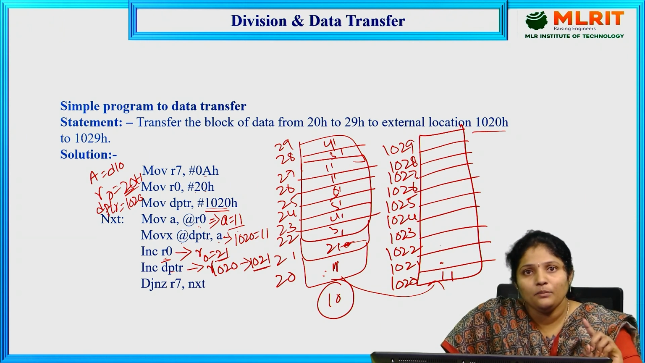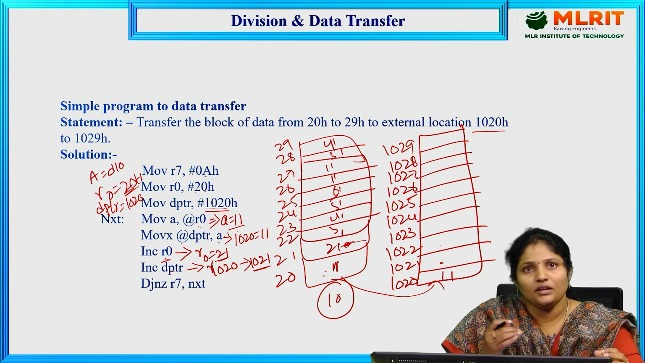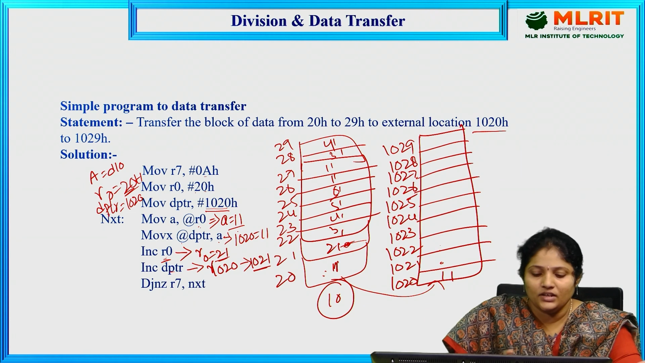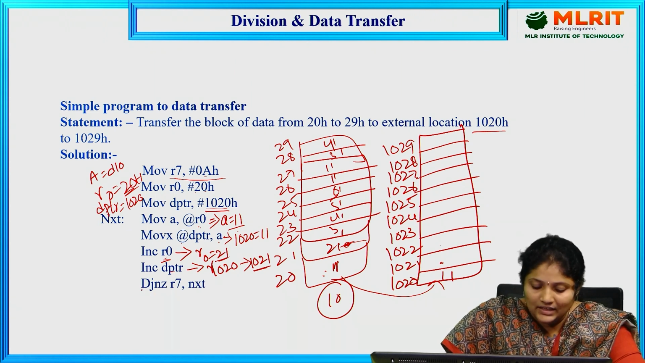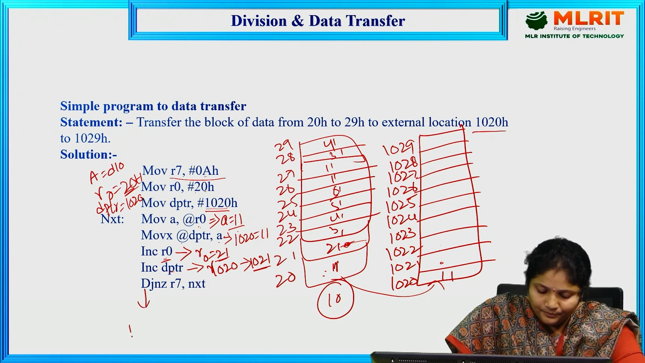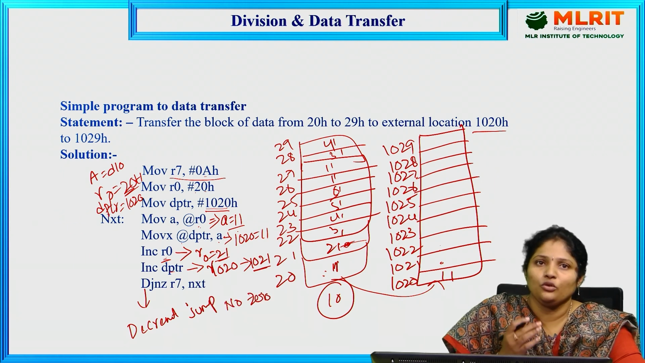But here one byte operation is already done. So what do we need to do? First we need to decrement the loop count. Where did we keep the count? The count is set in the R7 register, 10 bytes. So 1 byte has already been copied, so we need to decrement the count. Here one instruction, that is DJNZ: decrement and jump if not zero. After decrementing, if the value is not 0, then only the loop will be performed.